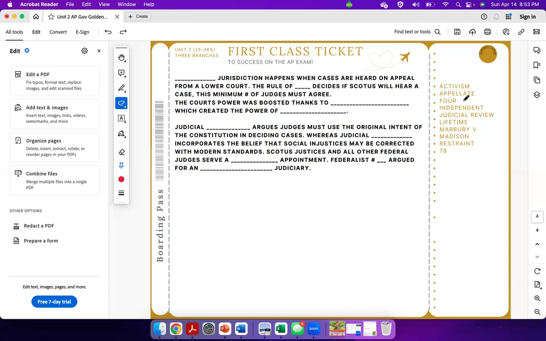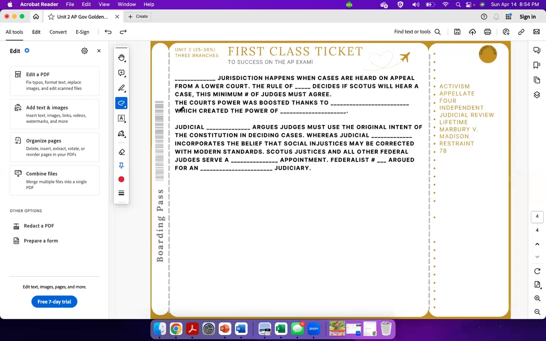Again, it takes five justices to make a majority to decide on a case, but to actually take the case, if 4 of the 9 say, let's do this thing, they're taking it. So we call that the rule of 4. It decides if SCOTUS will hear a case, the minimum number of judges must agree.